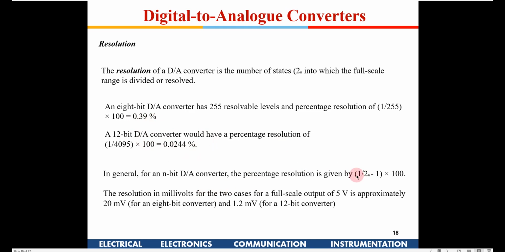So the formula would be 1 divided by 2 to the power of n minus 1. Okay, this n has to be specified, 2 to the power of n minus 1, into 100. So that is the percentage resolution. Okay, the formula for percentage resolution, 1 divided by 2 to the power of n minus 1, right? Here, 2 to the power of 8 is 256, so I take 255, into 100, so I got this value. For a general value of n, this is 1 divided by 2 to the power of n minus 1, into 100. So this is the resolution of what we have in digital to analog converters, right?